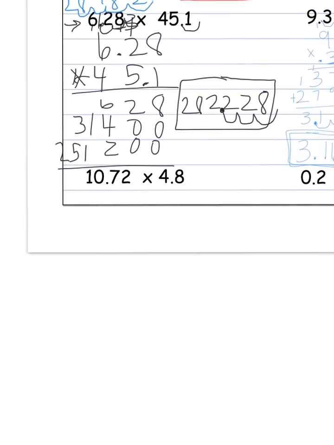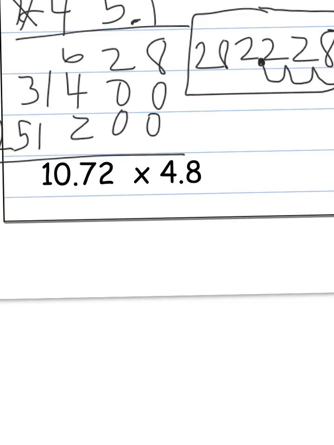All right, let's move on to this one here. Again, pause at any time and try these on your own. This one we have 10 and 72 hundredths, and we are multiplying it by 4 and 8/10. Again, our decimal points do not line up. We line the numbers up to the right. Now, 8 times 2 is 16. Regroup our 1. 8 times 7 is 56, plus the one we regrouped is 57, so regroup our 5. 8 times 0 is 0, plus 5 is 5, and 8 times 1 is 8.